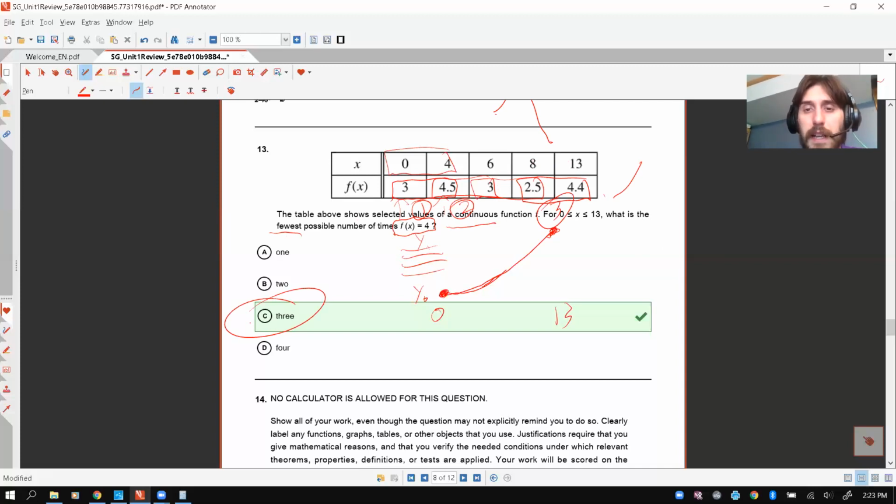So really, it's just understanding the intermediate value theorem: as long as you have a continuous function on the closed interval from 0 to 13, and you look at your y values at 0 and 13, there is going to be an x value between 0 and 13 that will produce an output between whatever fits in your range here.